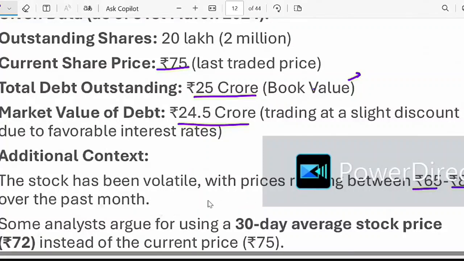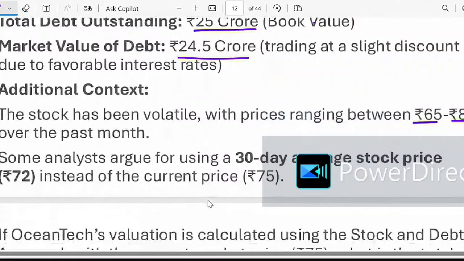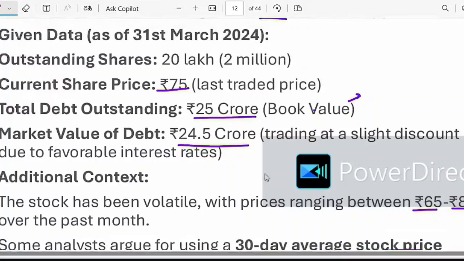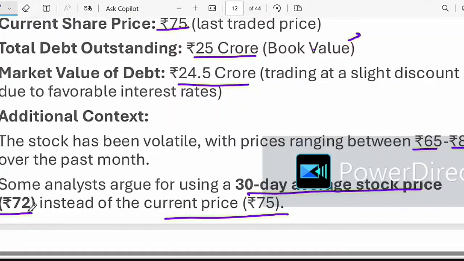Some experts say to use the 30-day average stock price, that is 72, instead of the current price, that is 75. So this is the situation, right? Outstanding share given, total debt outstanding given, current share price given, market value of debt given. Some analysts say you use rupees 72 instead of the current price rupees 75.